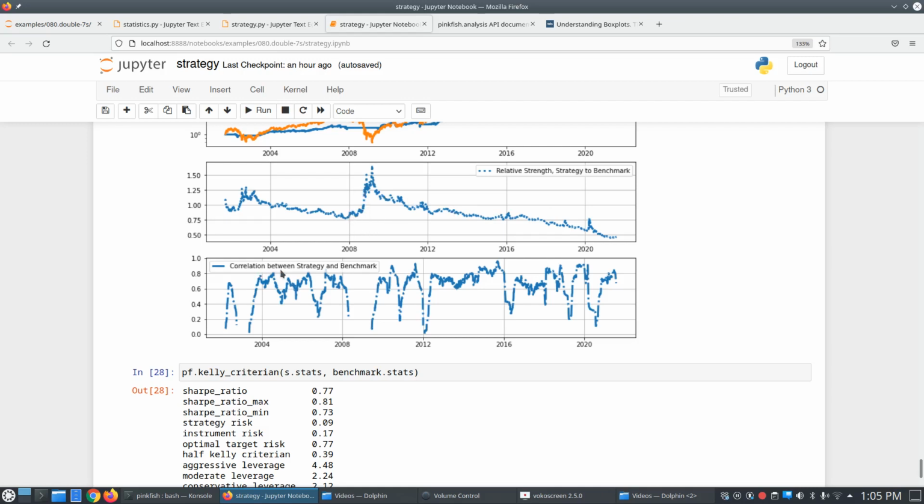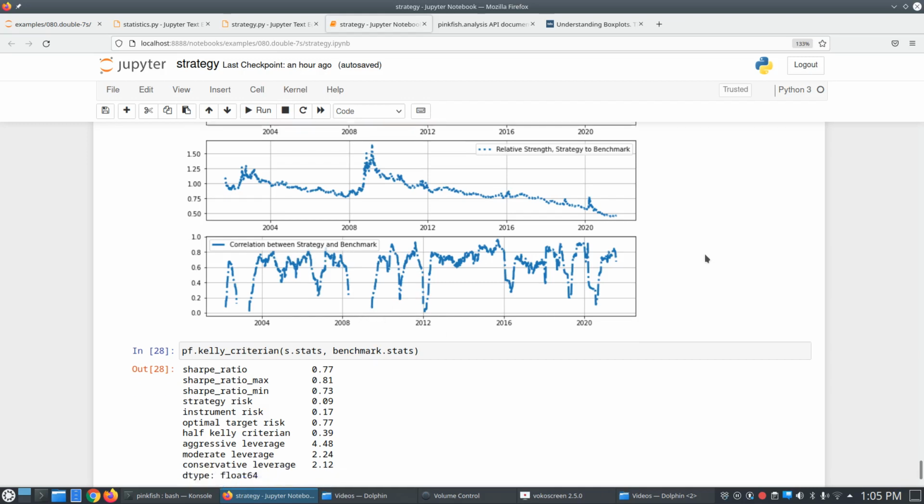On the correlation, we have the strategy sometimes being highly correlated, as you would expect, and then other times it's not correlated at all, and that would be the times where the regime filter kicked in.